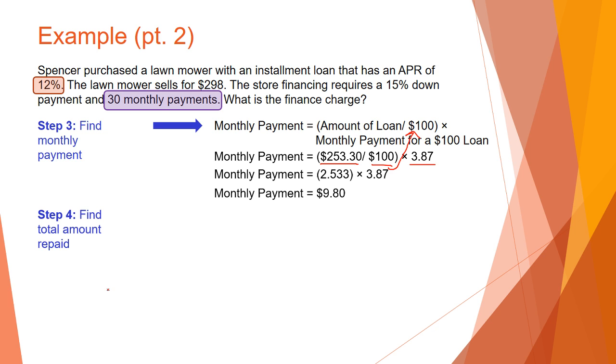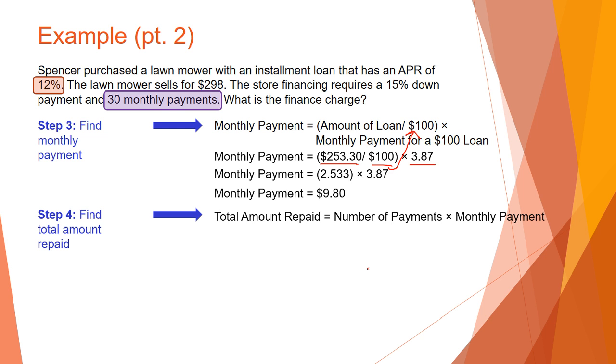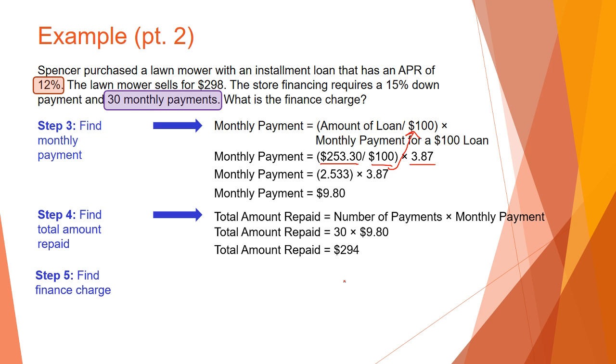So the next thing we need to do is find the total amount repaid. If we're making a $9.80 payment every single month for the next 30 months, how much are we paying in total? So multiply 30 by $9.80, giving us $294.